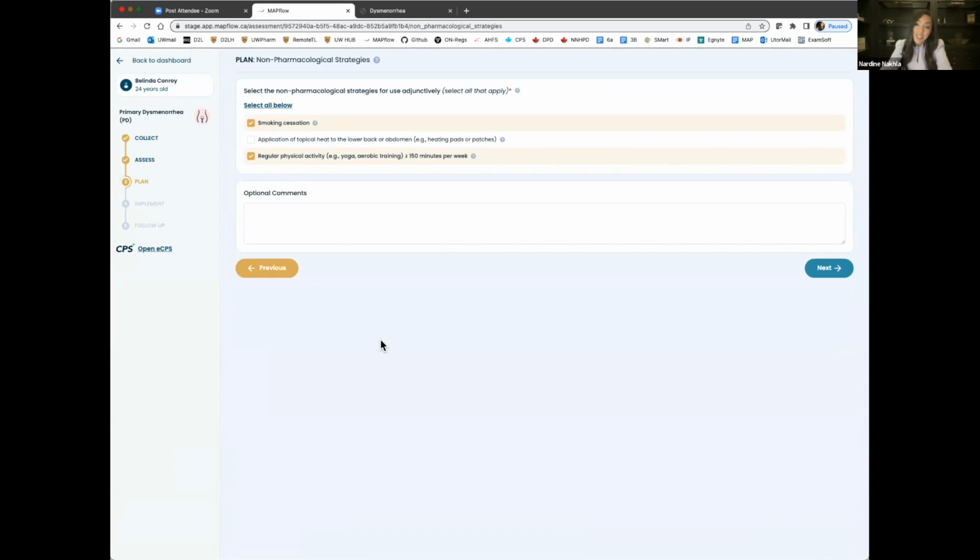So I went to next, it's my non-pharm strategies. Two are auto-selected for me based on my responses to earlier questions. So smoking cessation, and the rationale for that is there. Physical activity, because I indicated that I did not have any physical activity. That's there as well. And again, the rationale, because it will provide a clinically significant reduction in primary dysmenorrhea pain intensity. If I don't know about topical heat, should I recommend it?